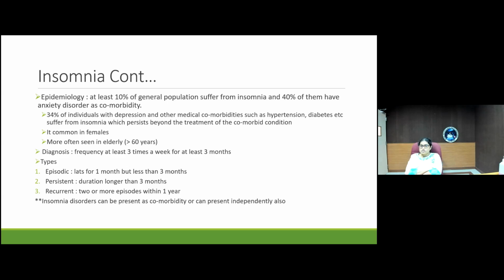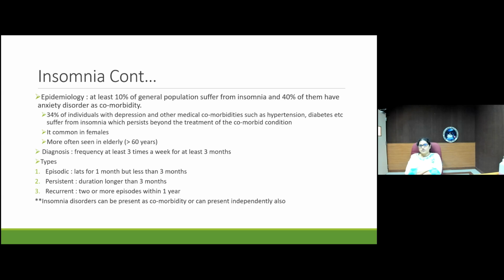So when to diagnose insomnia? Should we diagnose insomnia if a person complains of sleep disturbances for the last day or two, or in the last 1 week? No. The frequency should be at least 3 times a week for at least 3 months. And the different types that have been described as per DSM-5 are episodic, persistent, and recurrent. These basically help us to understand and plan the management for a particular individual.